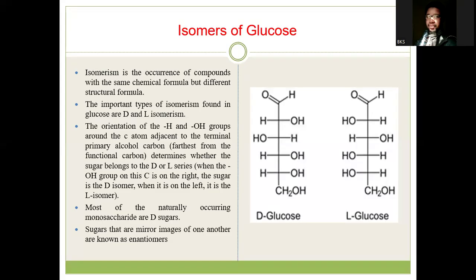So when you look at the structure here, at carbon 5, you have the D sugar and you have the L sugar, and the difference is at carbon 5. When the OH group on this is on the right, it is the D isomer. But when it is on the left, it is the L isomer. And we mentioned that most of the naturally occurring monosaccharides are in the D form, because the enzymes responsible for the metabolism are specific for this configuration.